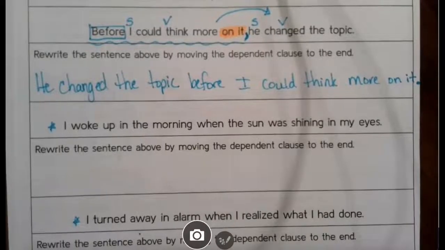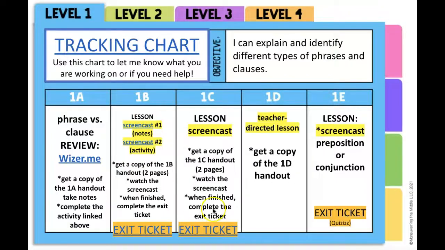When you are done with this tab, you're going to go back to our chart and you're going to complete the exit ticket here. And this one is a quiz, and I'm taking it for a grade to check your understanding.